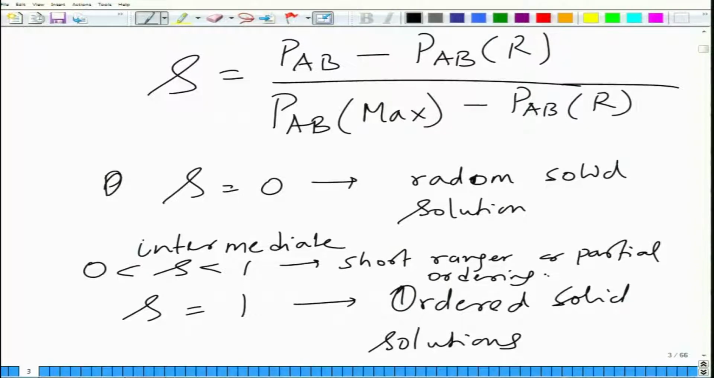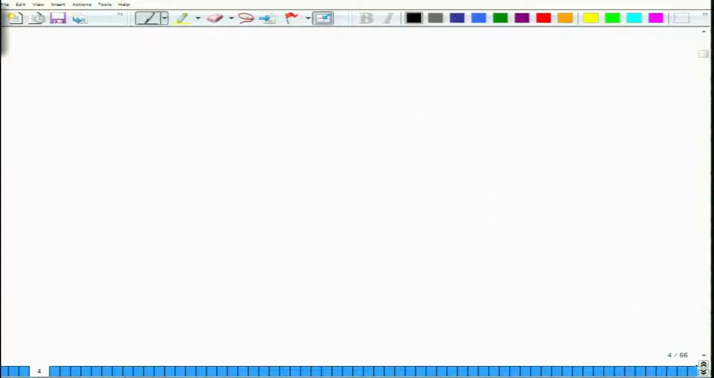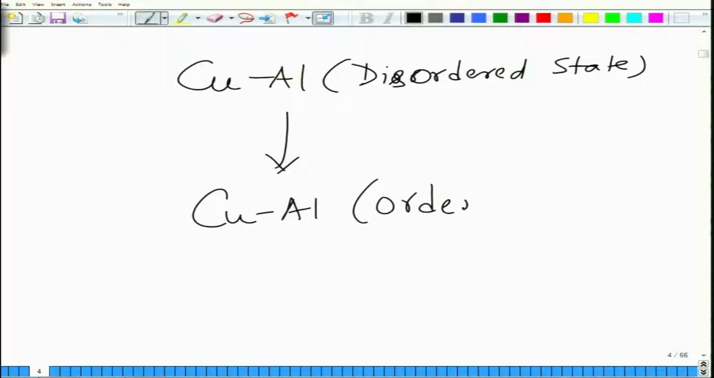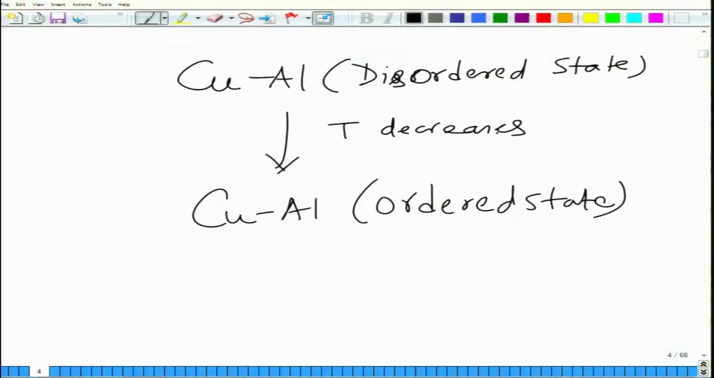We took the example of the copper aluminum system, which goes from a disordered state to a CuAl ordered state as the temperature decreases. Below a certain temperature, it becomes an ordered solid solution. Above a certain temperature, it becomes a disordered solid solution.